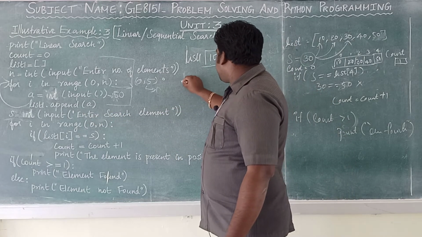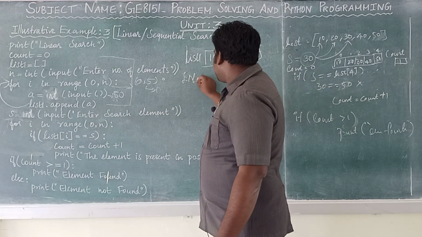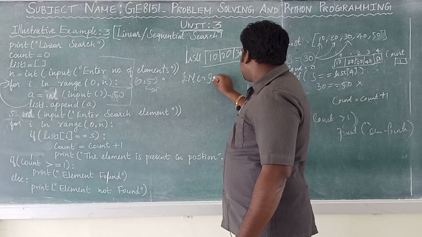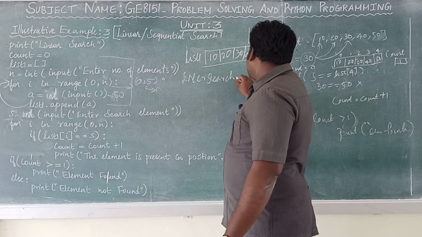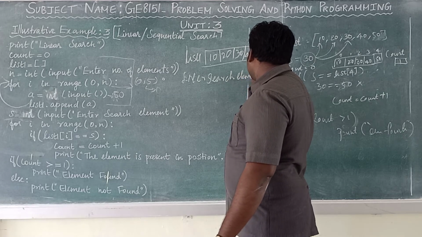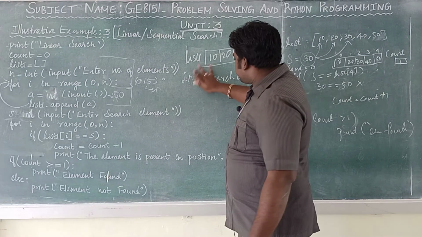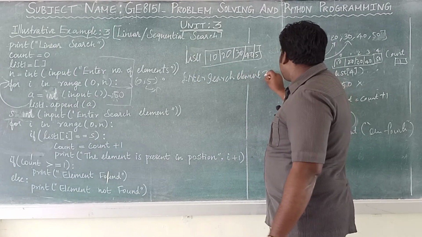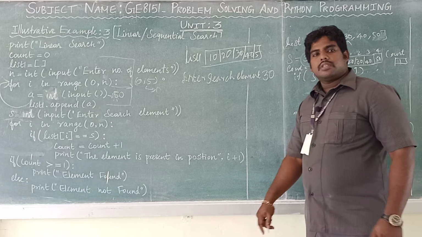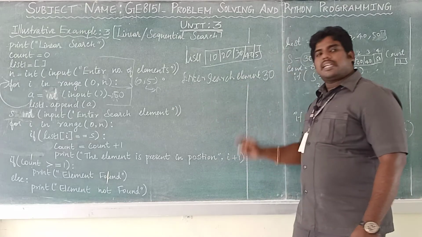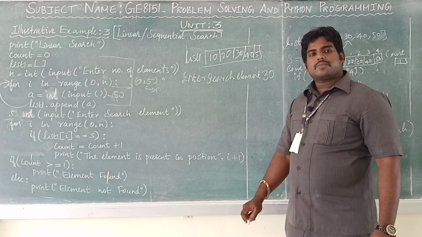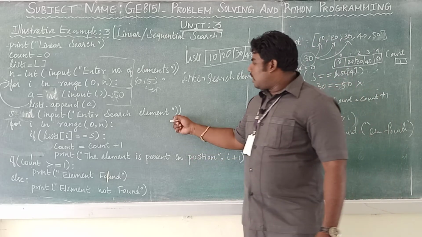So in the output screen it will display Enter search element, whatever is present in the double quotes will be displayed, right? Enter search element. For example, I am giving the search element as 30. My search element input is 30. Okay, till this we completed.